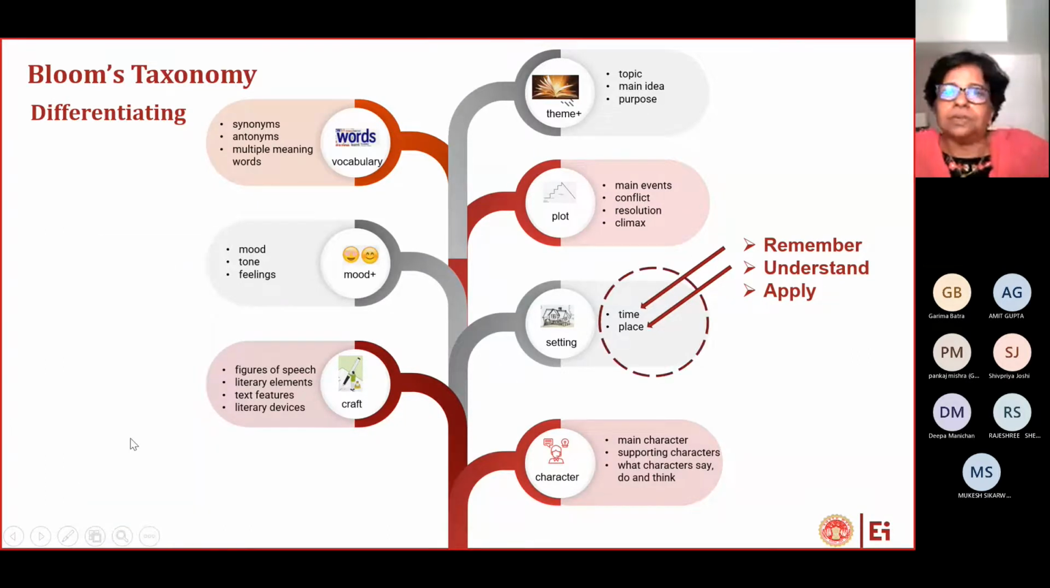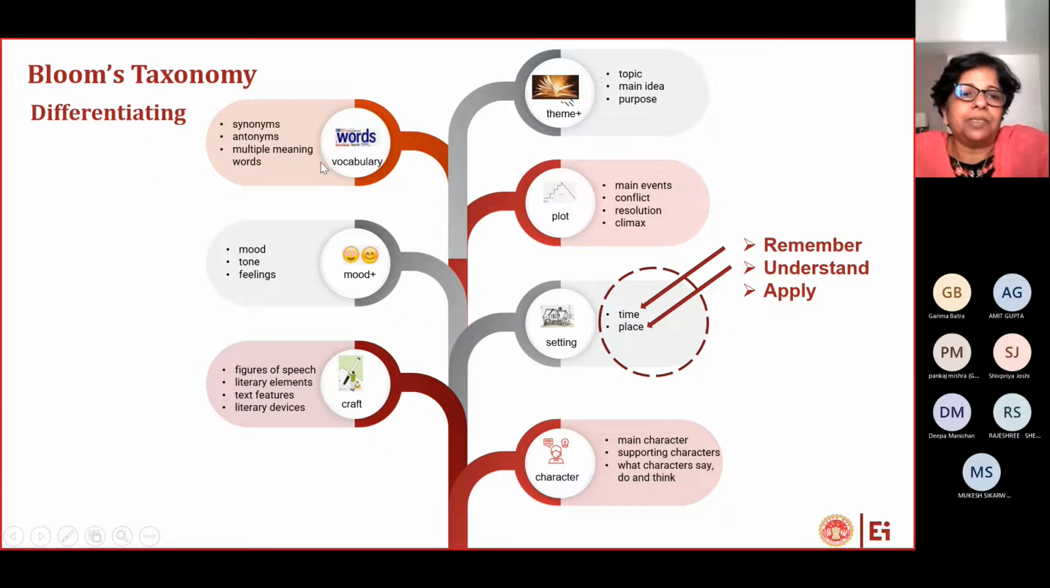So you can see the different things that we can analyze. The conceptual levels are vocabulary, mood, tone, etc., author's craft, character, setting, plot, and theme. And inside each concept, you will see the granular level concepts.